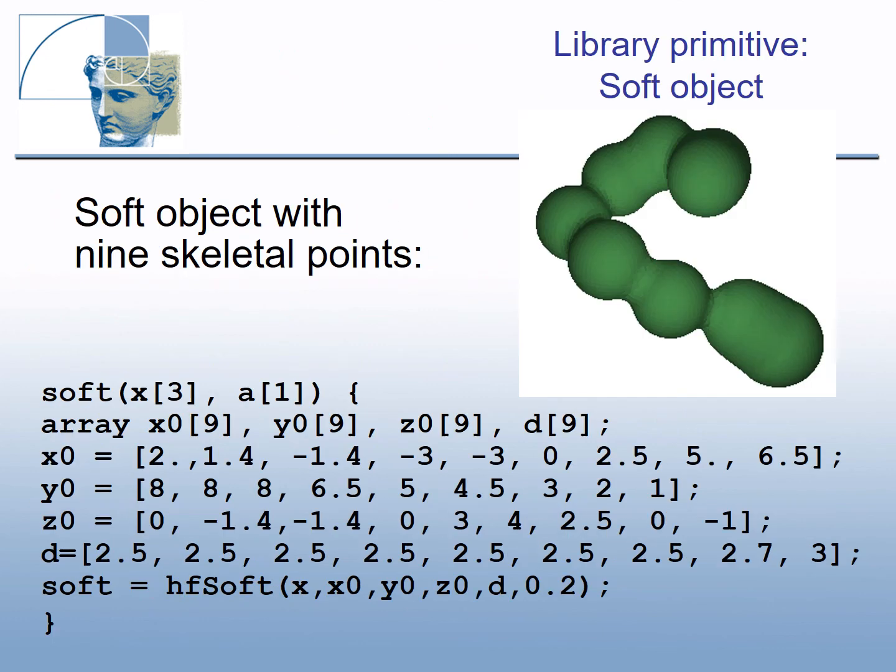This is a model of a soft object with 9 skeletal points using library primitive hfsoft. Note that it has only skeletal points and one parameter array of radii of influence as input.